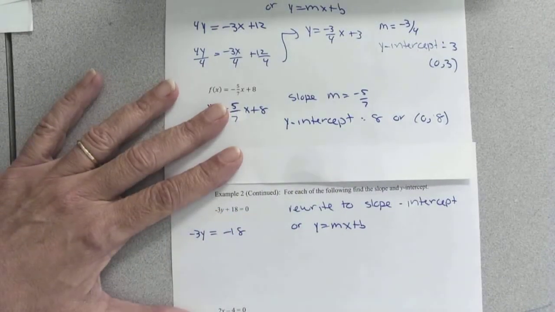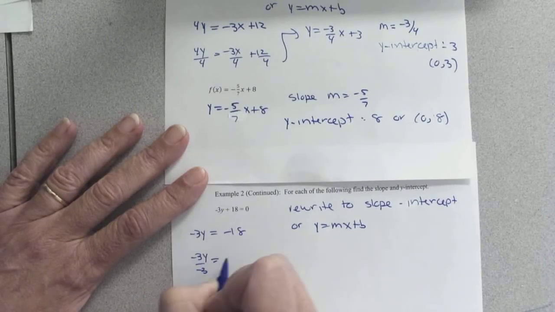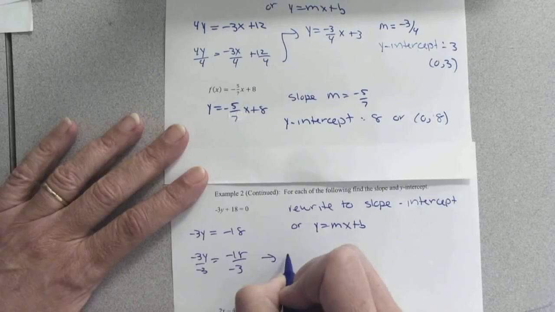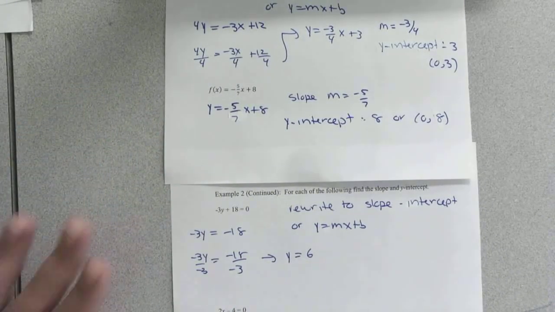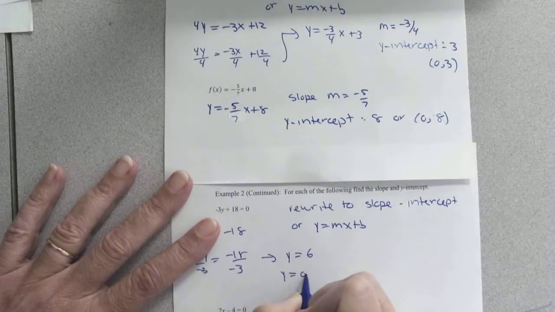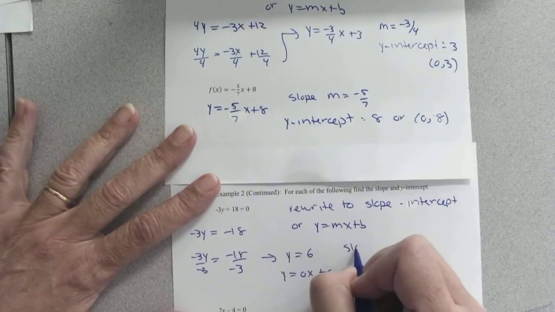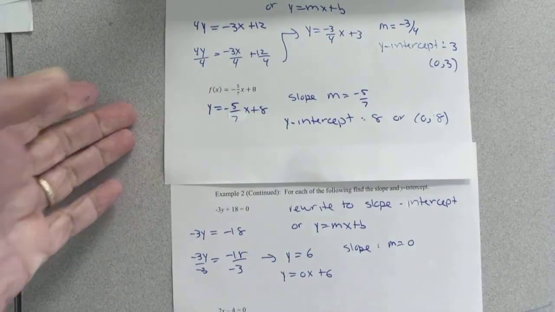I'll take the 18 to the other side. It becomes negative. I'm going to divide both sides by 3. And so I get y equals 6, which I could write as y equals 0x plus 6, just being really specific that it's 0x plus 6. And once I do that, my slope is m equals 0.